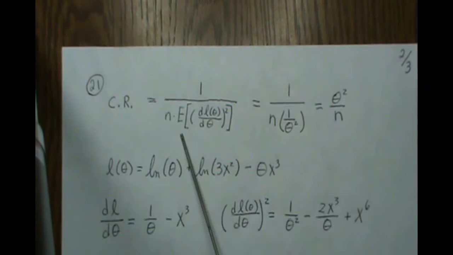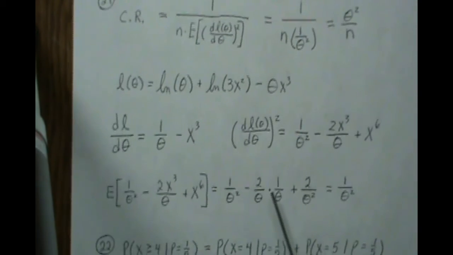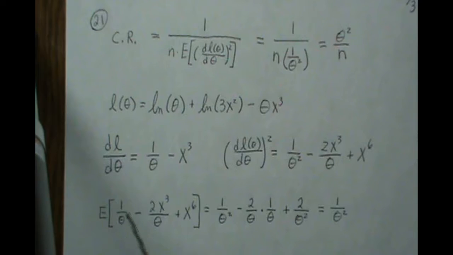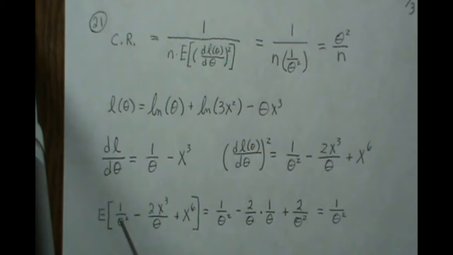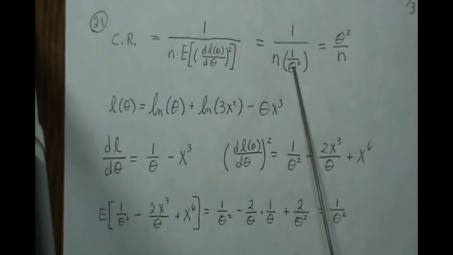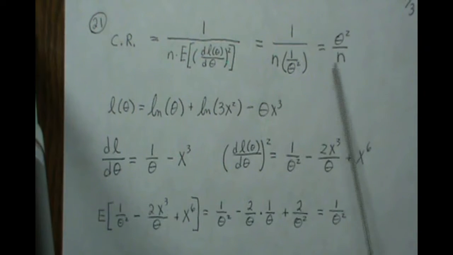Now it says take the expected value, and that's in regards to x. So we take the expected value of this, and in regards to x, this is a constant, so it comes out of the expectation, and then the 2 over theta comes out, and so it's the expected value of x cubed, and that was provided, and then it's the expected value of x to the 6th, which they provided, which is this. Add that, you get this. So 1 over theta squared is this piece right here, which is this. And then it's times n, invert multiply, you get the answer.